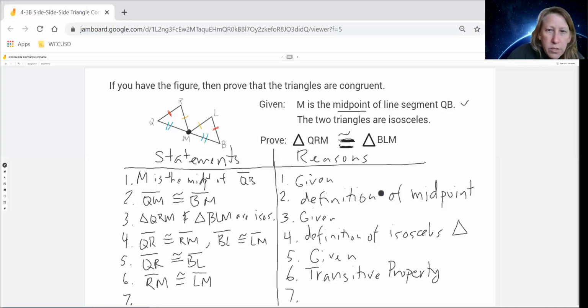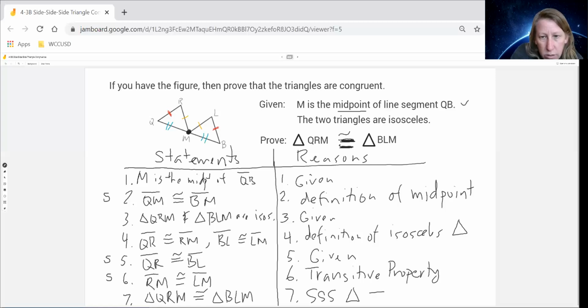Okay, so let's look back at our proof. Did I show these two pairs of sides were congruent? Yes. Did I show that these two pairs of sides were congruent? Yes. Did I show that that third pair of sides were congruent? Yes. Did I get enough information to say that triangle QRM is the same size and shape as triangle BLM? Well, I did. I used the side, side, side triangle congruence theorem.